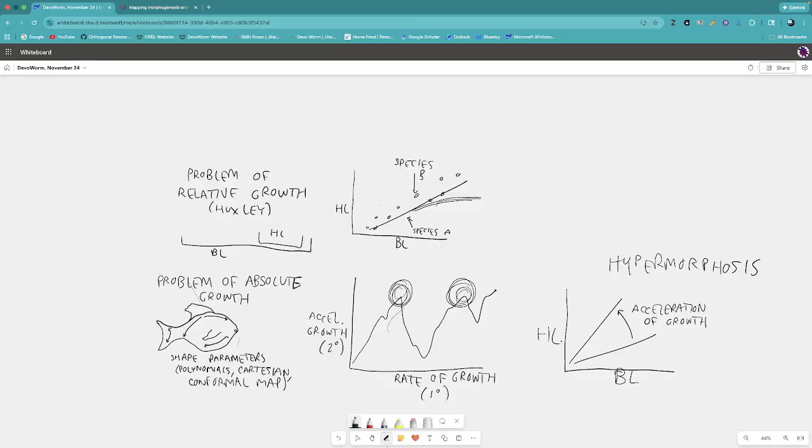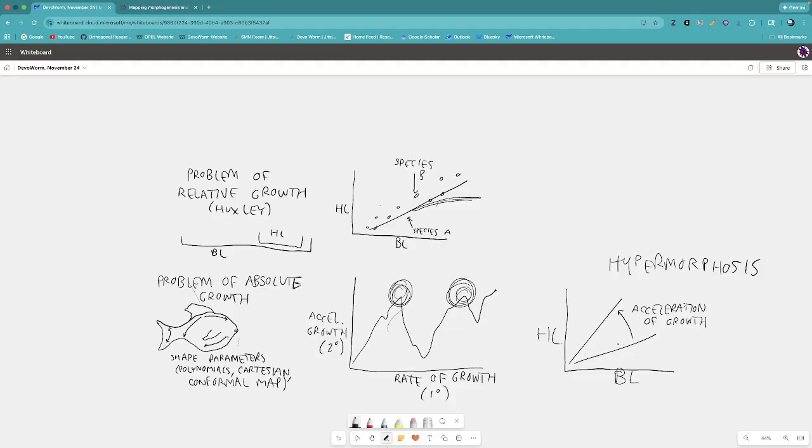So this is hypermorphosis. This is where we have relative growth, but we also can characterize acceleration, which we're characterizing as the second order here. So instead of being peaks in a time series, this is a shift in the function describing this relative growth problem. So here we have body length and head length, as we do up in this graph. And we have our species here that form these linear trend lines.